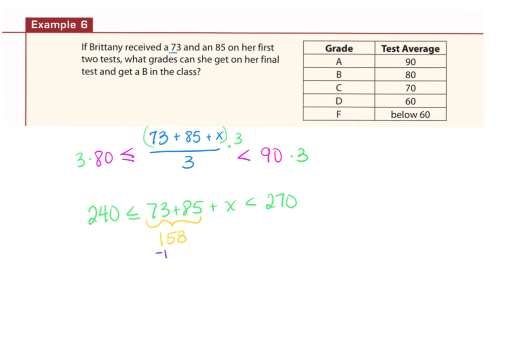So I am going to subtract 158 from all 3 of these, right? On this side, 240 minus 158 gives me 82, less than or equal to that test grade that I don't know. And less than, this is not hard, 270 minus 158 is 112. Unless there's a really big bonus, she probably will get less than 112. But what's the minimum she can make on a test, and still get an 82? It has to be greater than or equal to an 82, her test grade, in order for her to get a B in the class, right?